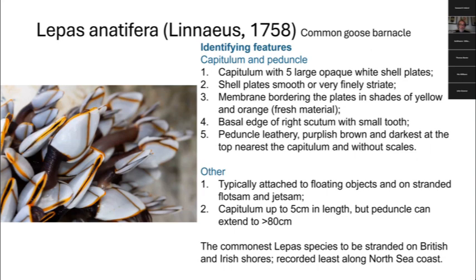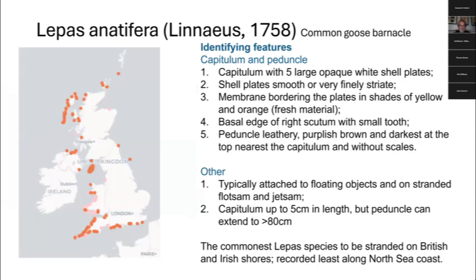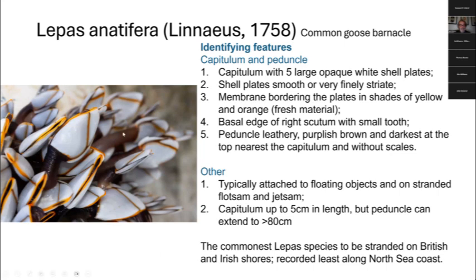And here's a photo of a whole bunch of them attached to something, taken by Lynn. As with other goose barnacles, it's typically attached to floating objects and to stranded flotsam and jetsam on the shorelines. It can be quite big, up to 5 centimeters in length. That's just the white head. But the peduncle can extend to over 80 centimeters. So this is a species that can be dangling quite a long way beneath whatever it's hanging on to.